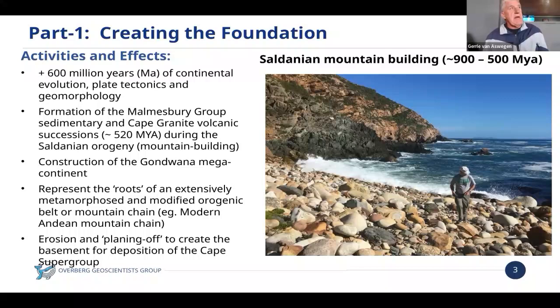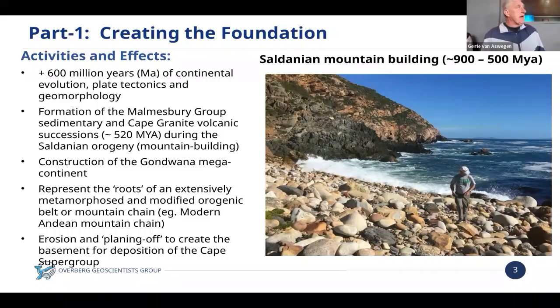We need to create a canvas to paint the picture of words on. So we need to have a look at part one, where this whole thing was created. We had plates moving around on the surface of the earth, bumping into each other and creating mountains and getting weathered away and depositing sand and shale and mudstones and what have you. And just for the purpose of this discussion, let's say that all of these erosions and planing off and construction of mountains and tectonics has already happened.